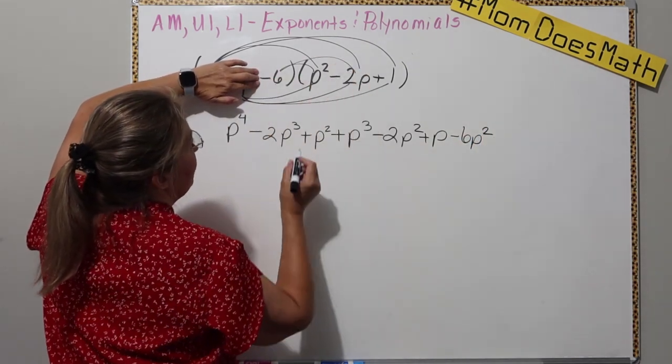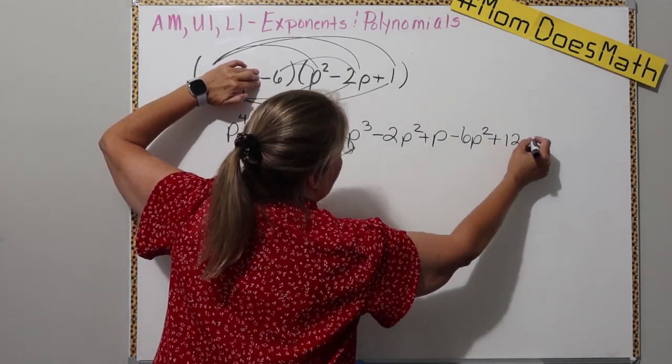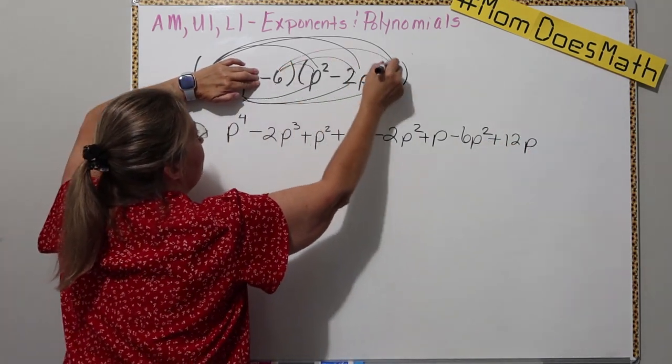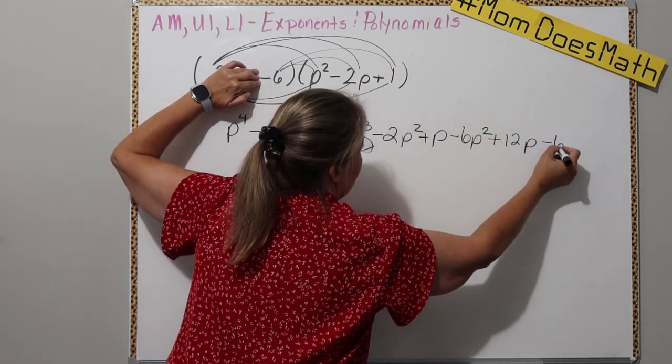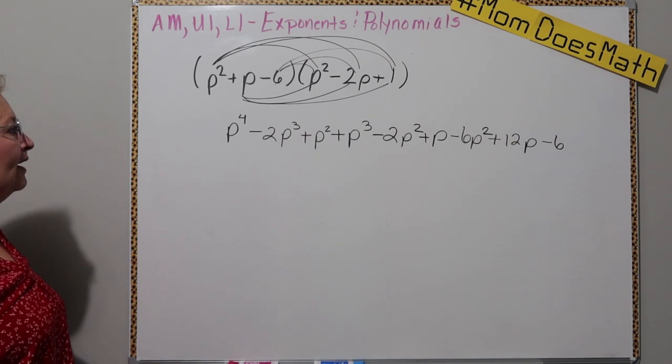And negative 6 times negative 2P is positive 12P. And negative 6 times positive 1 is minus 6. Alright. Now let's go through here and combine terms.